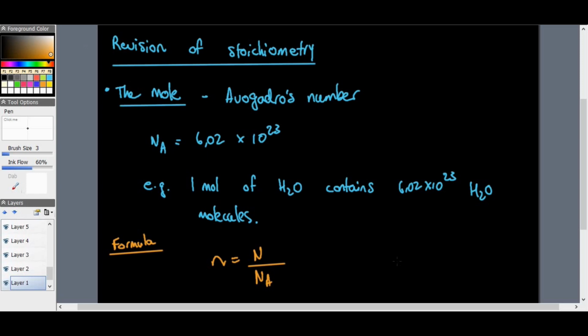Let me just add a legend here quickly. 1 mole of substance here. So Na is Avogadro's number in the formula. N with a subscript would be the number of particles of a particular substance. And then of course n is the mole, which is measured in mol. So that's the legend for the formula.